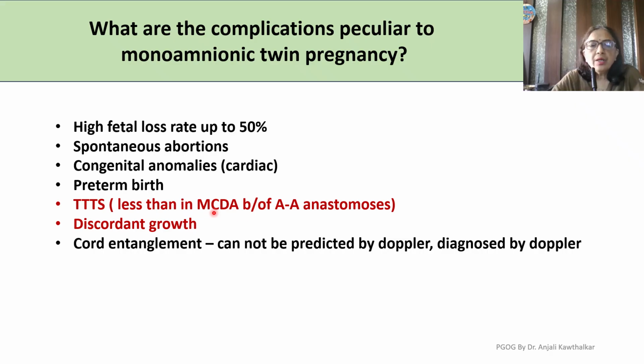Surprisingly, with monoamniotic pregnancy, TTTS is less, and the reason which is given is usually that the anastomoses are between artery to artery, whereas whenever there is artery to vein anastomosis, which is more commonly seen with these diamniotic type of pregnancies, then twin to twin transfusion syndrome is more commonly observed. Discordant growth can also be seen, and cord entanglement is peculiar to monoamniotic, which cannot be predicted by Doppler, but it can be diagnosed by Doppler.